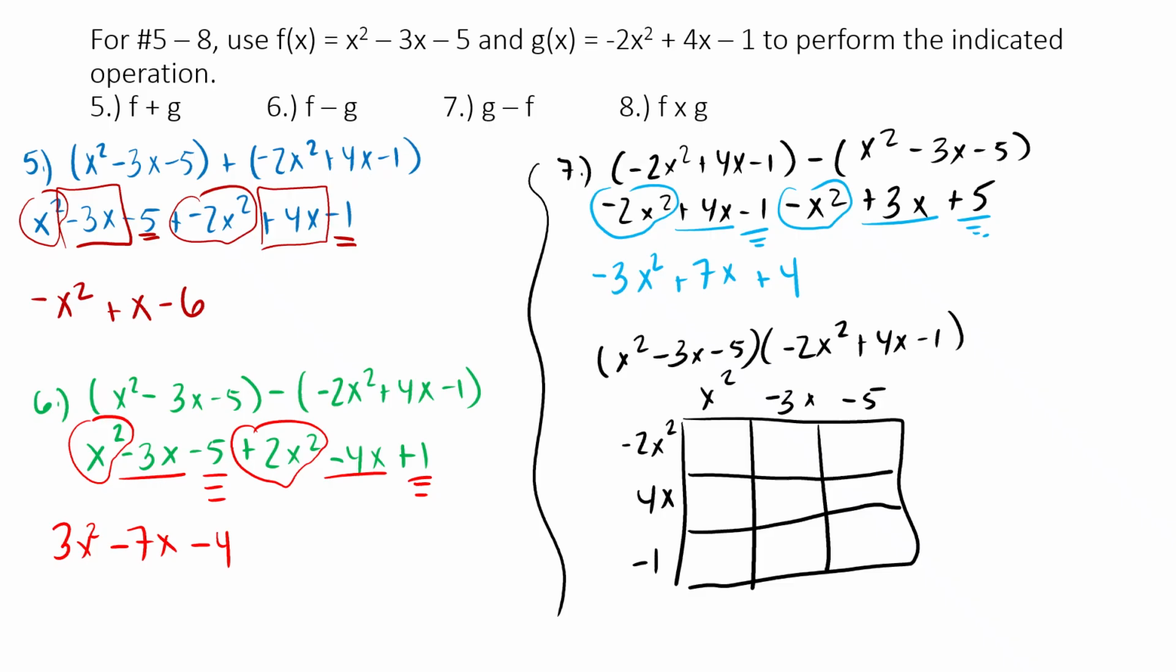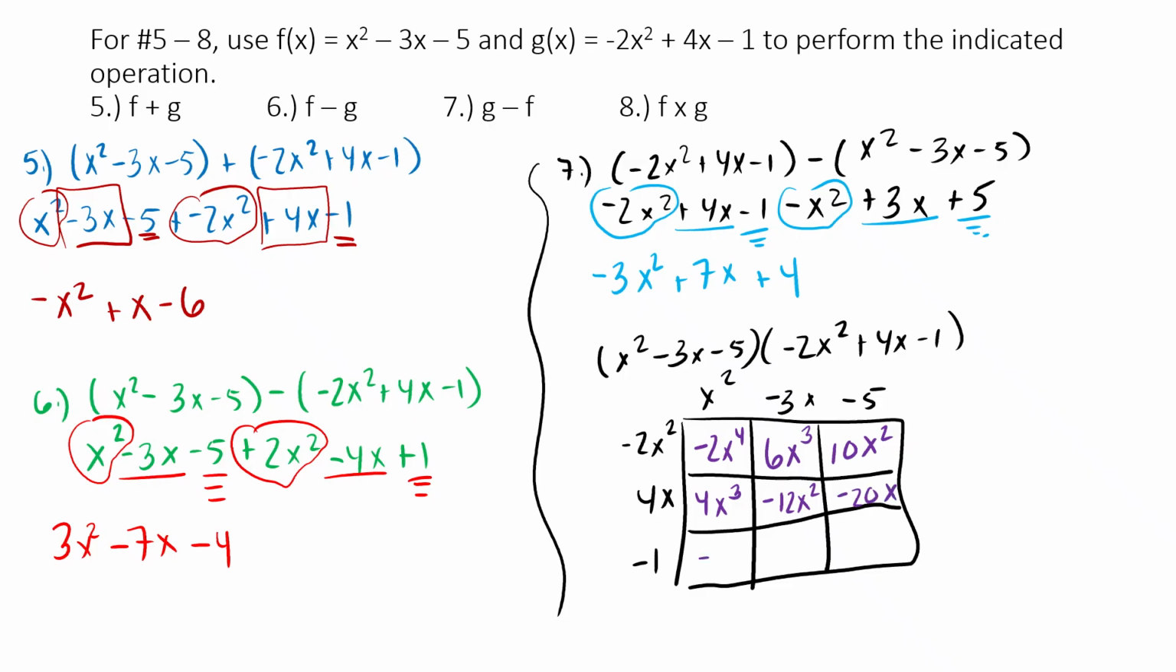Negative 2x squared times x squared is negative 2x to the fourth. Negative 2 times negative 3 is positive 6, and then x squared times x is x to the third. And then another negative times a negative will give me a positive. This time it'll be a 10, and we'll have a 10x squared. 4x times x squared is 4x to the third. 4x times negative 3x is negative 12x squared. And 4x times negative 5 is negative 20x.